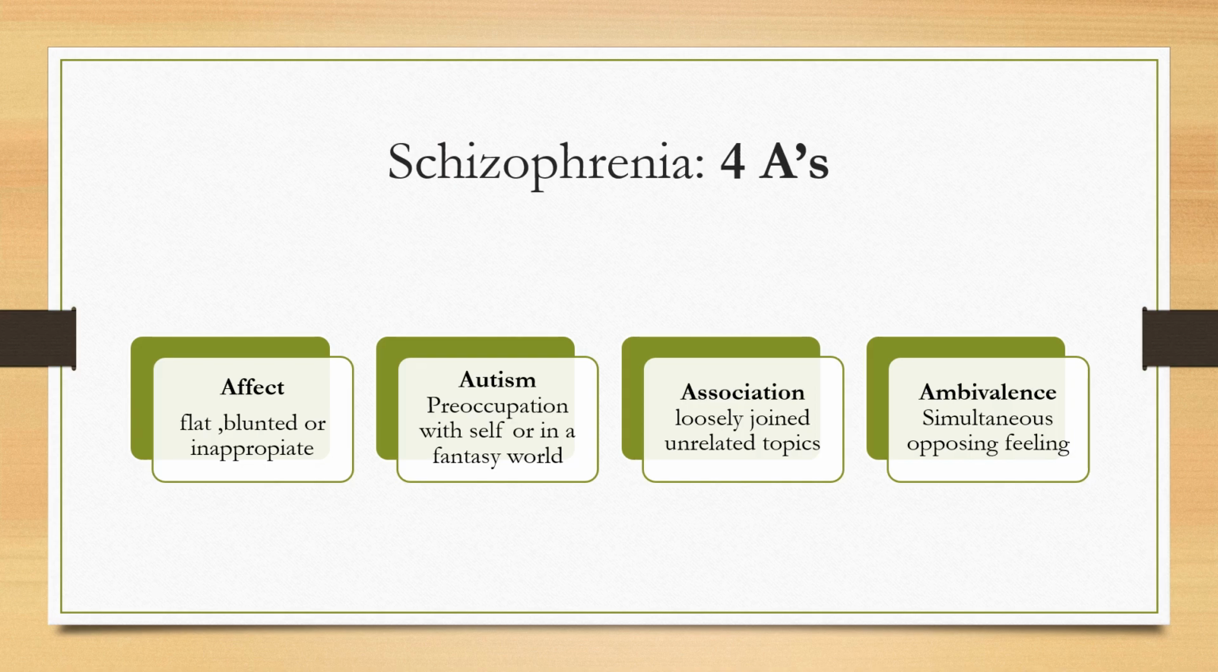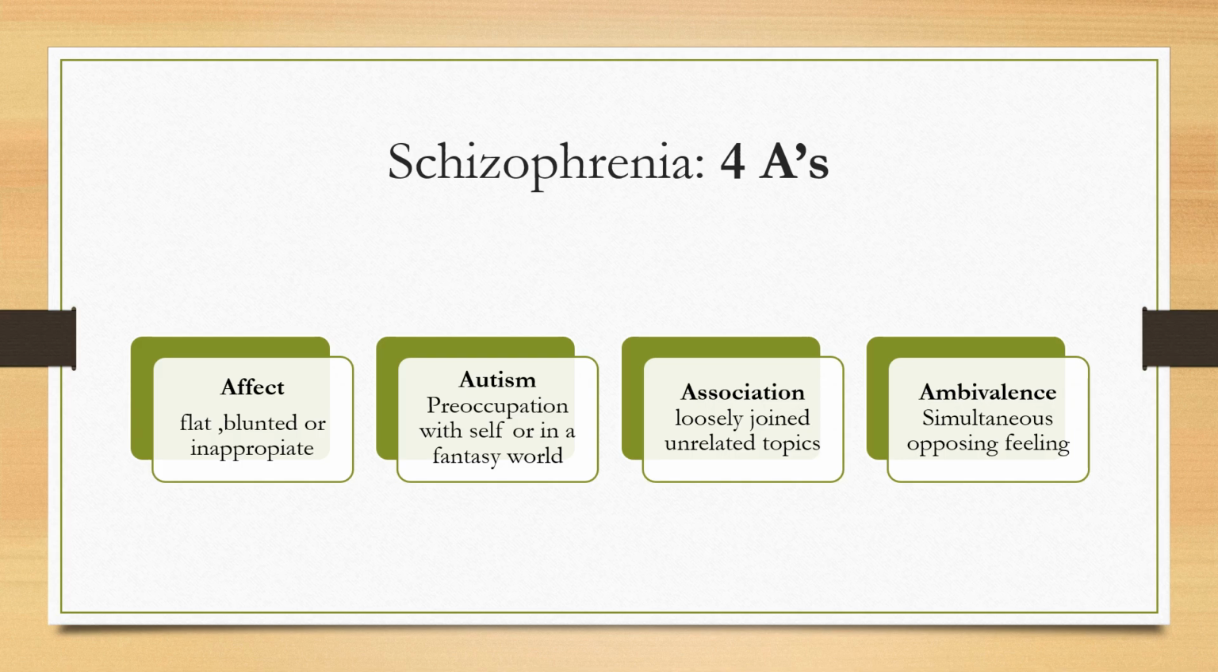Let's remember the 4 A's. Patients with schizophrenia are best known for their odd appearance and behavior, which are sometimes summarized by the 4 A's. The 4 A's include affect, autism, association, and ambivalence.